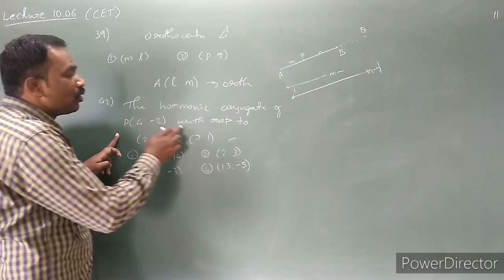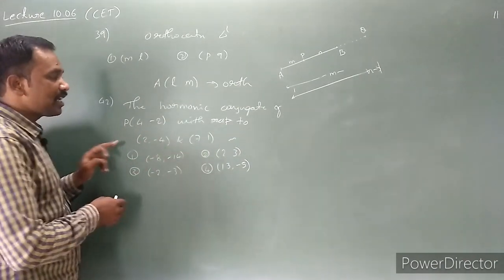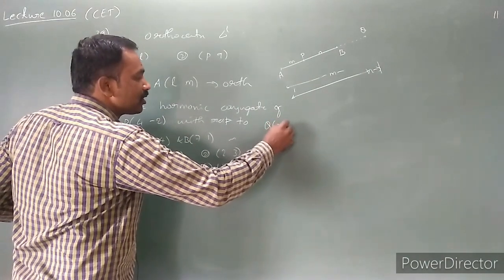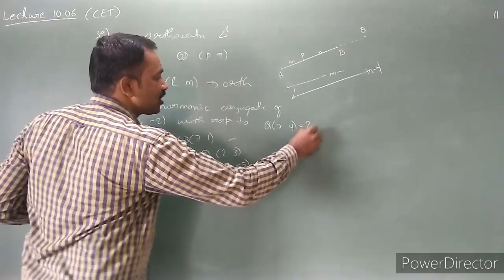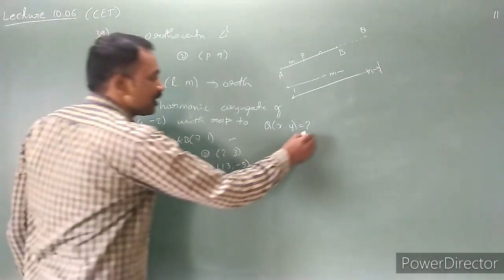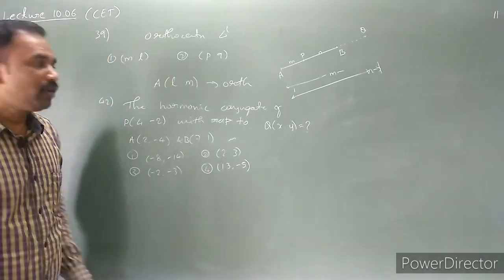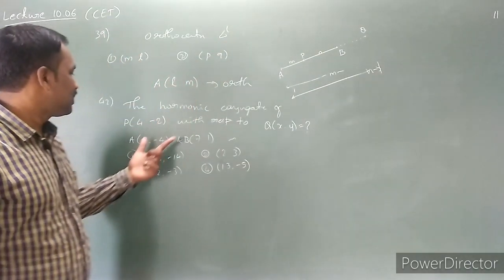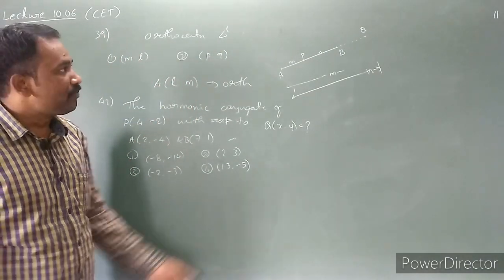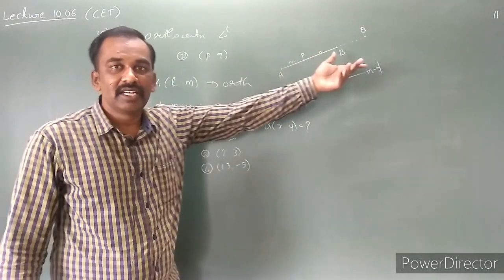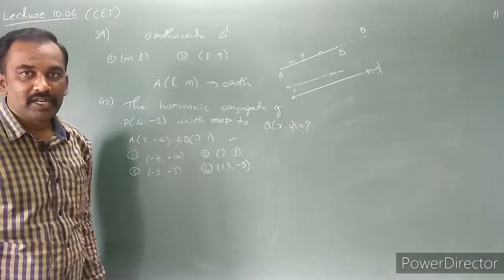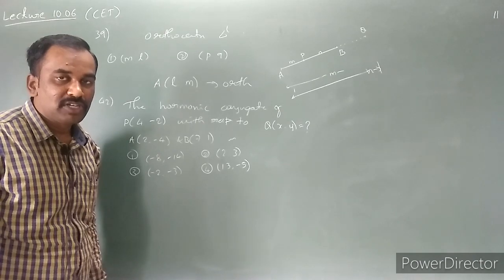Here P is already divided with respect to the points A and B. We need to find the Q coordinate, x comma y, equal to how much? First of all, we need to get the ratio in which the point P divides the line segment AB. If you get the ratio, then you can take the external division and easily get the required Q coordinate. Are you clear about the harmonic conjugate?